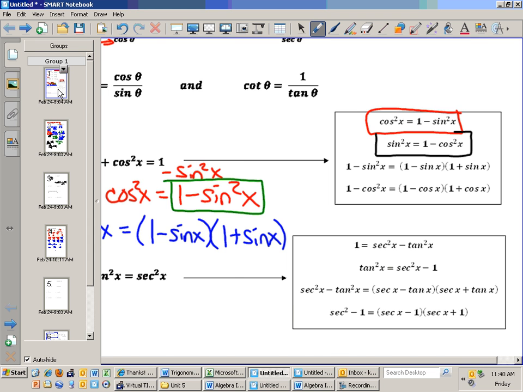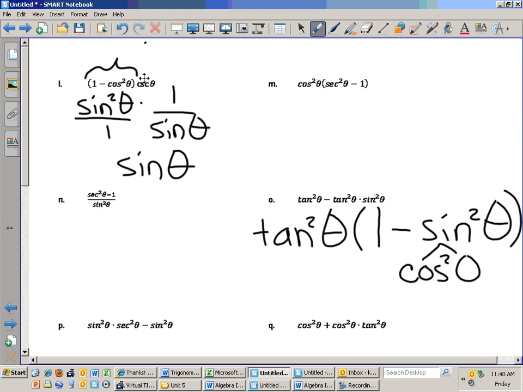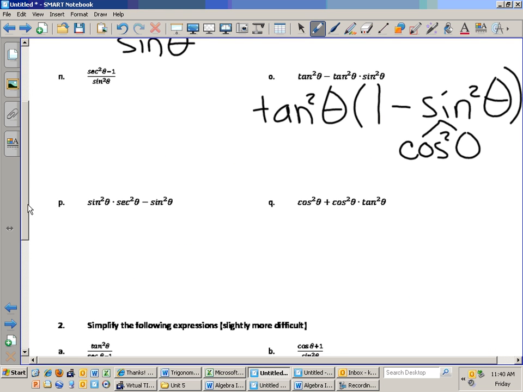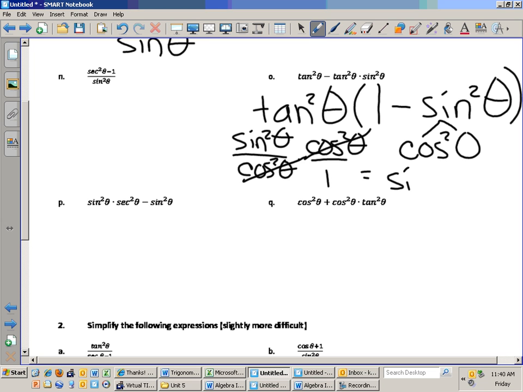And so now that we have that, let's see here. Okay, so I have tangent squared times cosine squared then. How do I rewrite tangent squared? Sine squared of theta over cosine squared of theta times cosine squared of theta over 1. What happens? Those cancel. I'm left with sine squared of theta.